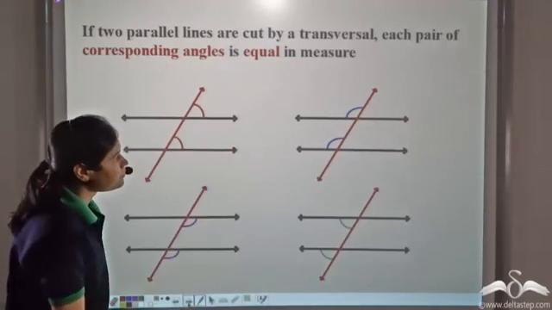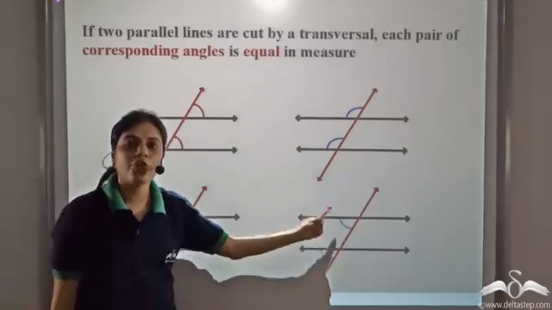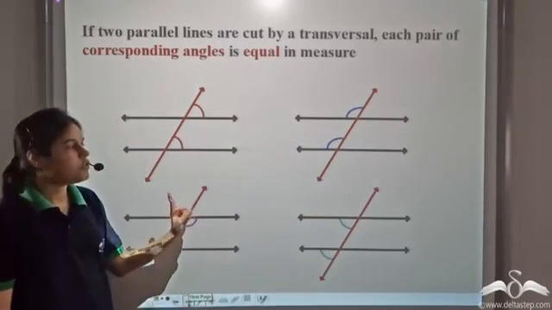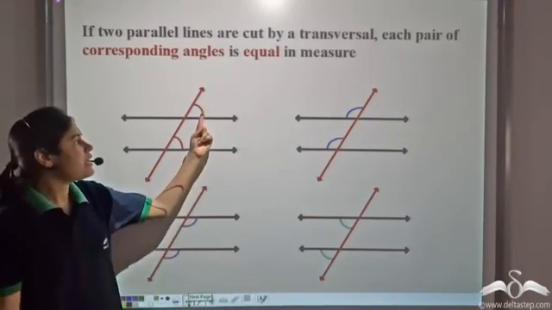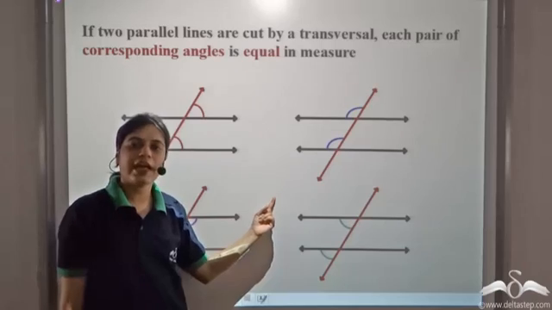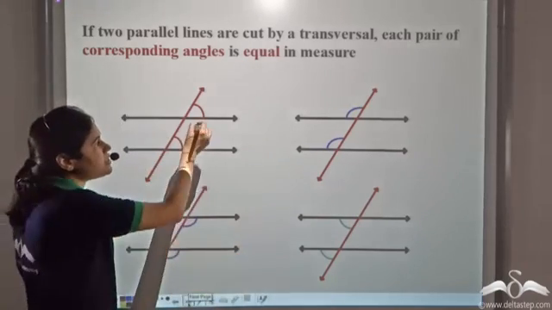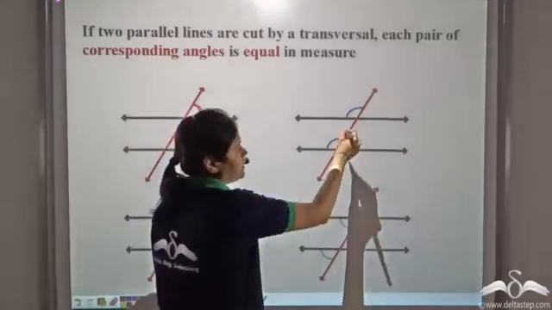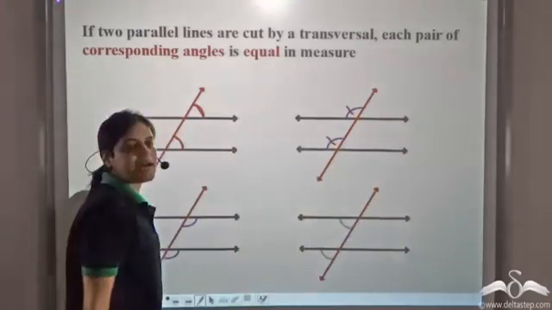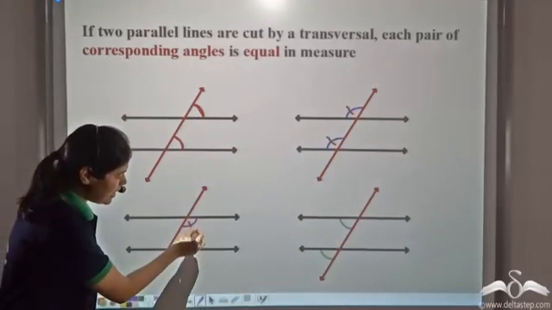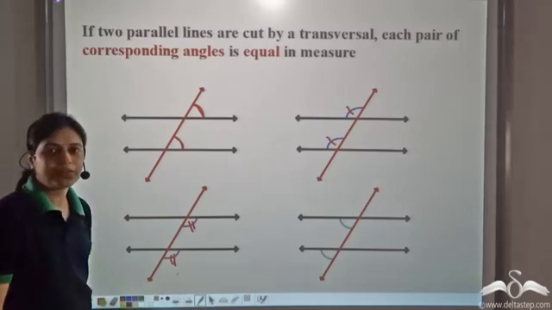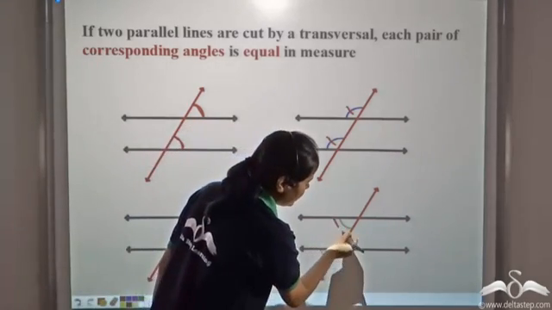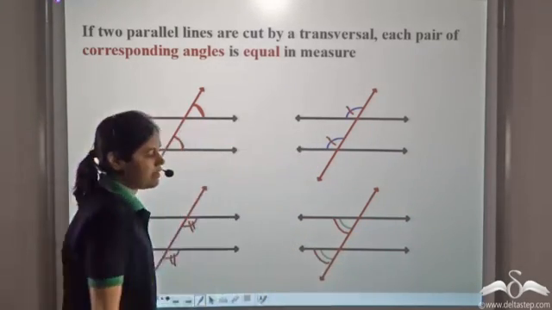And there are 4 pairs of corresponding angles formed. So in case of parallel lines, each pair of corresponding angles is equal. That is, this angle is equal to this angle. This angle is equal to this angle. This angle is equal to this angle. And this angle is equal to this angle.